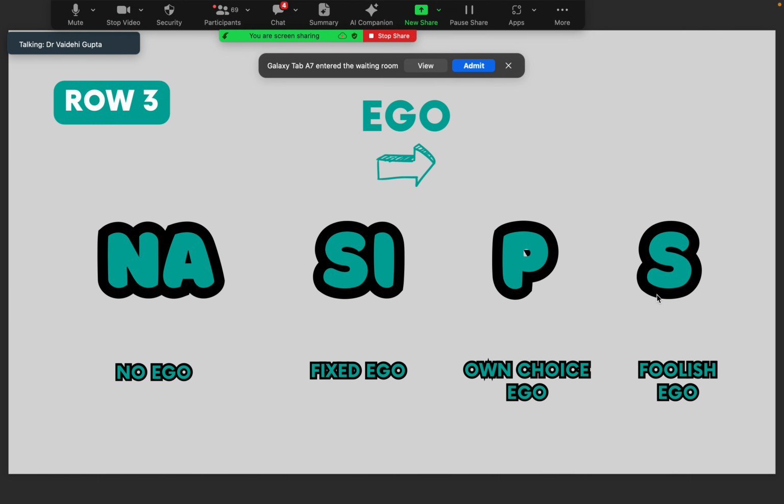Ego. In row 3, as we go from left to right, the ego will increase. Like in sodium, there is no ego because there is only one electron in the outer shell. In silicon, there is fixed ego, silicea. Phosphorus, own choice ego. I will do everything at my own choice. I don't want to listen to you. Sulfur has foolish ego.